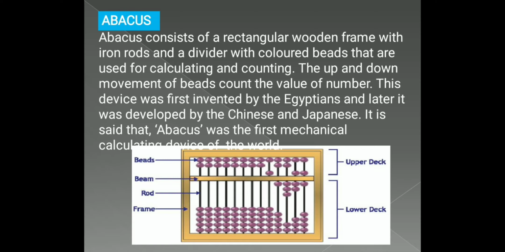These devices were first invented by the Egyptians. They were later developed by the Chinese and Japanese. So we can say that the abacus is the first mechanical calculating device of the world.